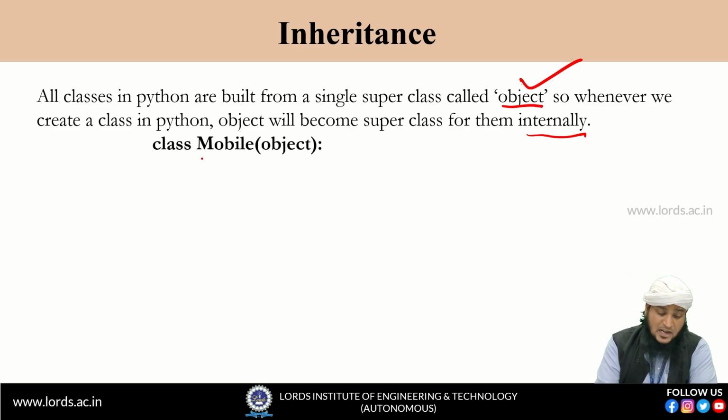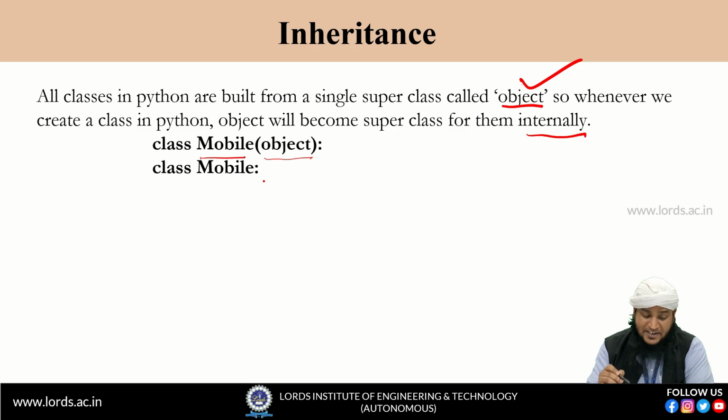I am giving an example here: I am going to create one class named Mobile. This Mobile class inherits from object, because object is the superclass of all classes. And there is one more thing: this is optional, not mandatory. We can write class Mobile without giving object inside the parentheses, and that will also work. This object class internally becomes the superclass of all the classes. It is optional, but if you use it there is no problem. Everybody should know this.